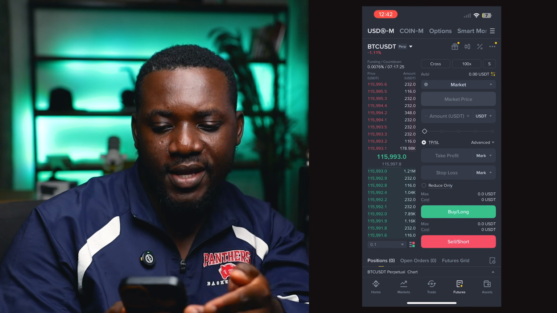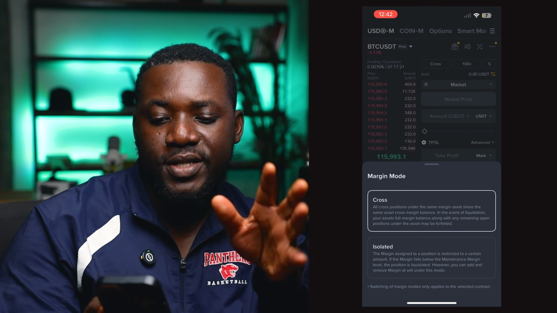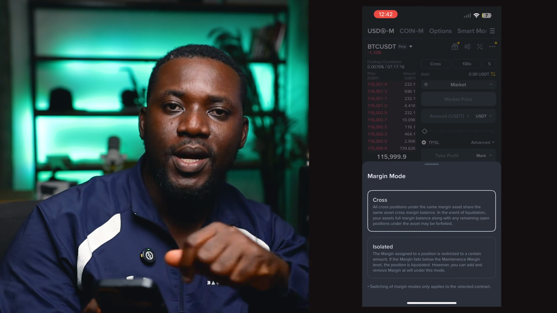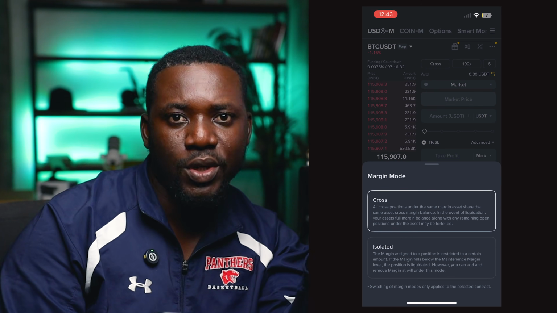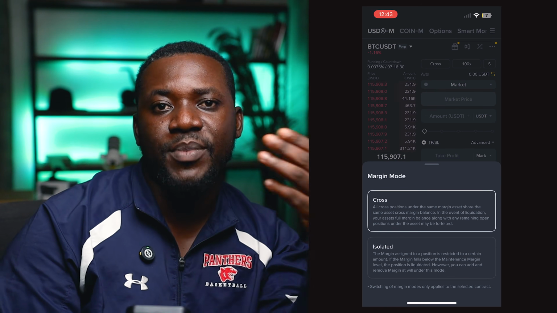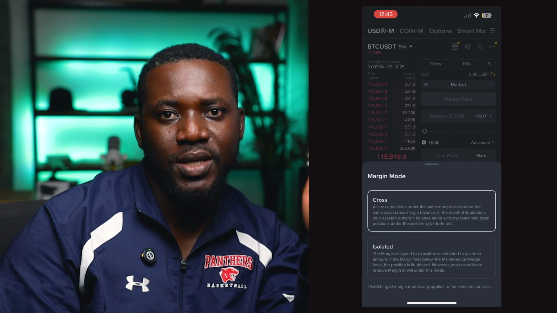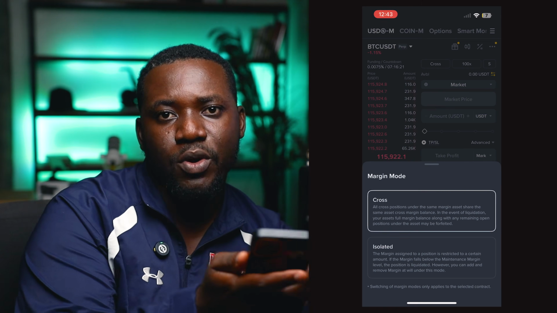So if you tap right here, you see the different margin modes on the Binance Futures market. All right. Now, the first one is cross margin. The second one is the isolated margin. Let's say you have one trade that you have lost about $100, but you have another trade that you have made about $200. It means that the one that you have lost about $100 will still be running because it will use the margin from your other trade.